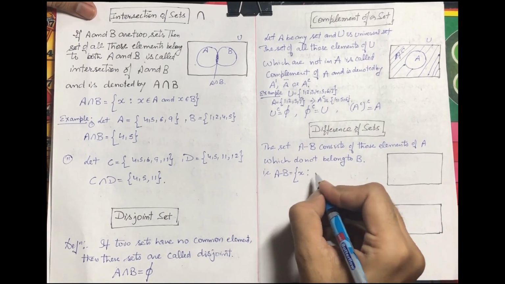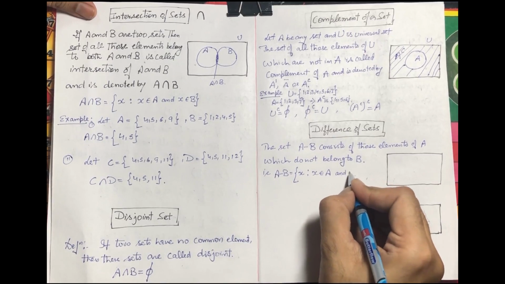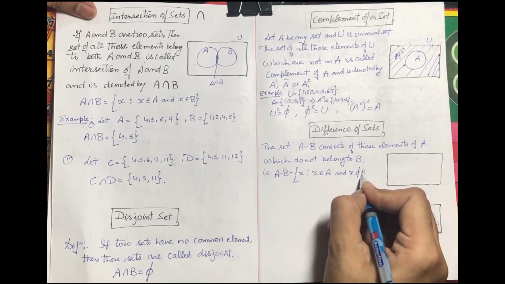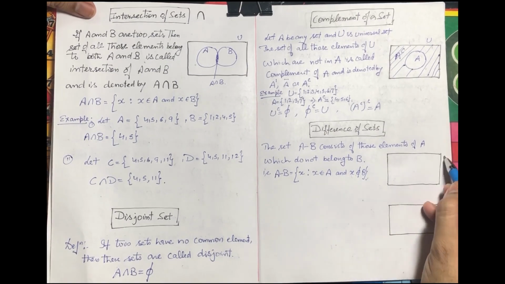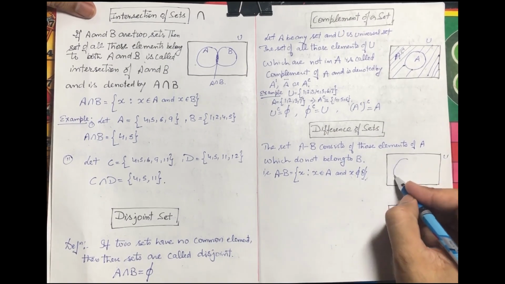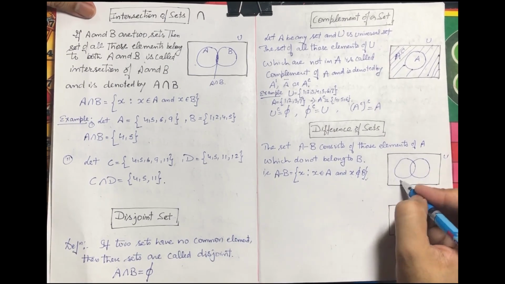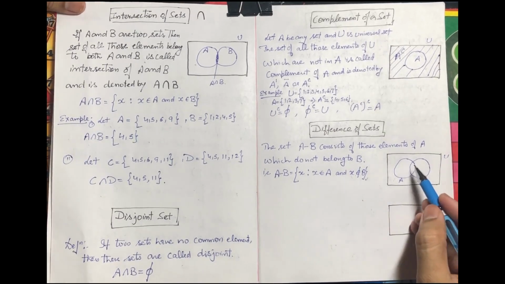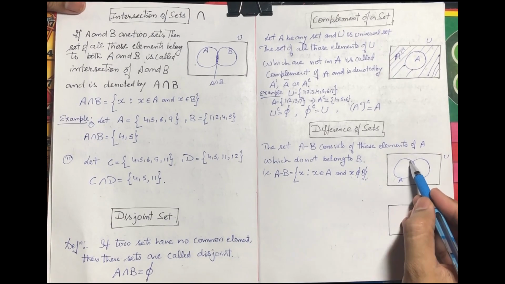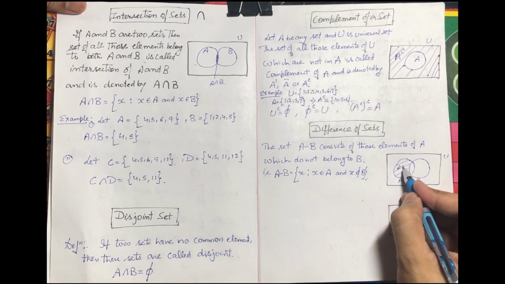An element belongs to this set if x is in A and x is not in B. How can we express this by Venn diagram? Let this be the universal set, this is A, this is B. You see, what is A minus B then? Elements of A which are not in B. That means only this part. So we leave this common part. This is A minus B.